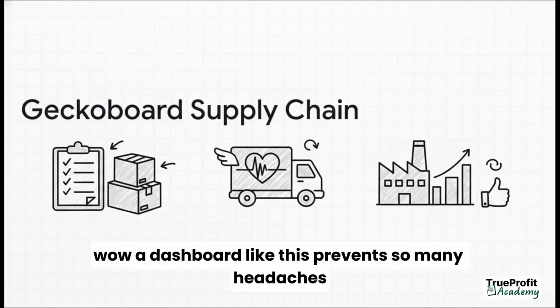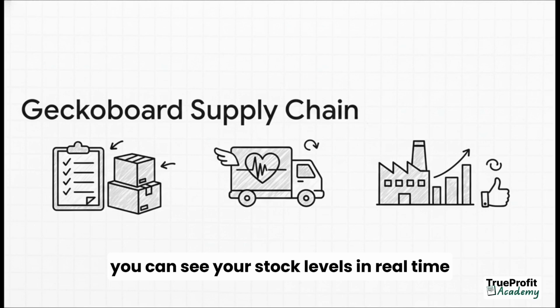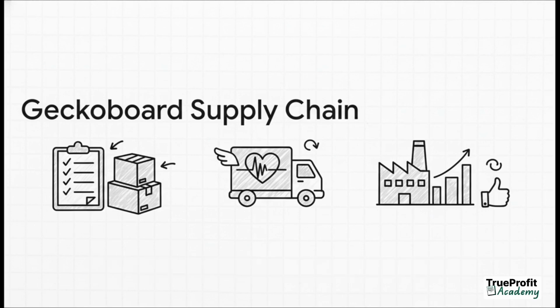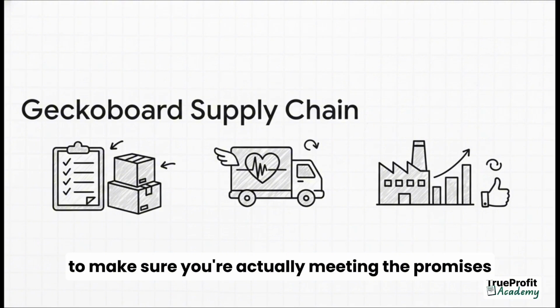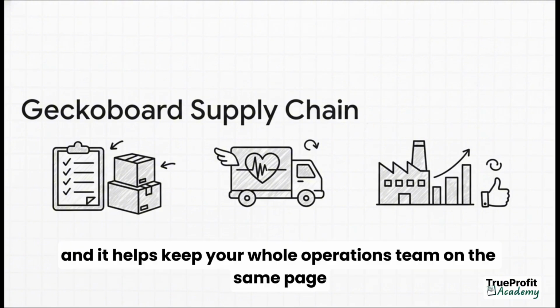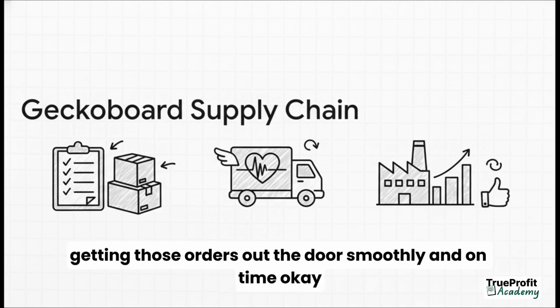Wow, a dashboard like this prevents so many headaches. You can see your stock levels in real time so you don't accidentally oversell something. That is a huge trust killer. You can keep an eye on shipping times to make sure you're actually meeting the promises you made to your customers. And it helps keep your whole operations team on the same page, all focused on one thing: getting those orders out the door smoothly and on time.